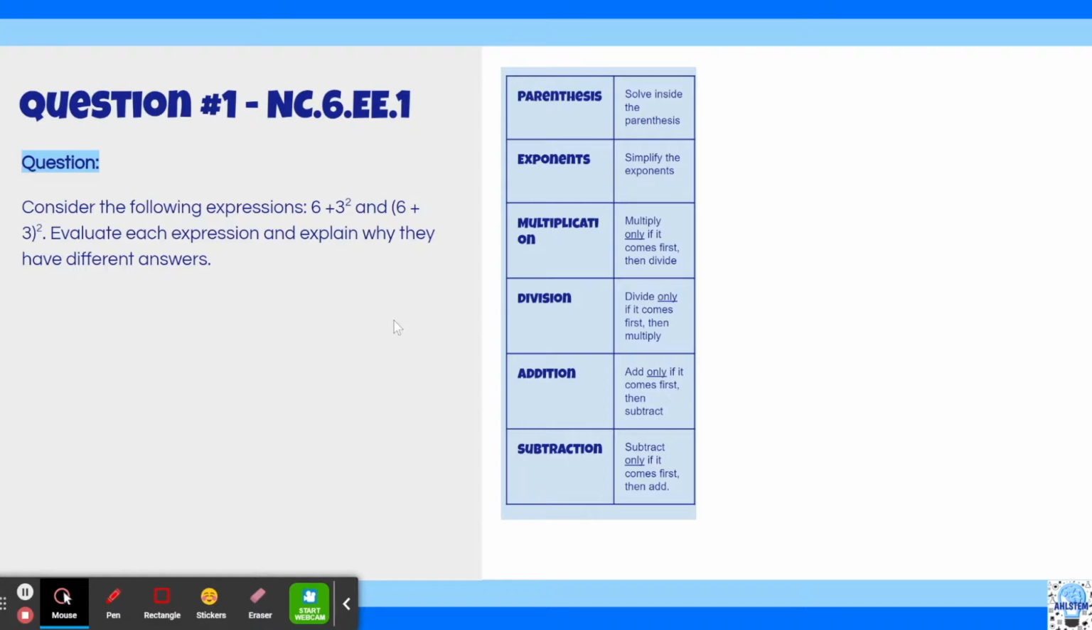Okay, so here's our first problem. Consider the following expressions: 6 plus 3 squared, and the quantity of 6 plus 3, squared. Evaluate each expression and explain why they have different answers. I've given a little PEMDAS chart here in this white area, so you can use that and explain why they have different answers. Pause now, and in a few seconds, I'll reveal the answer.